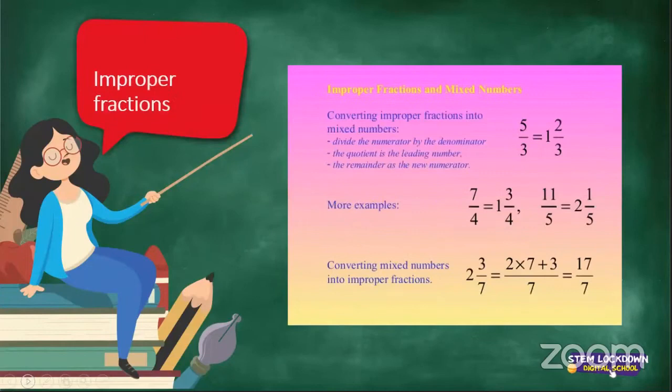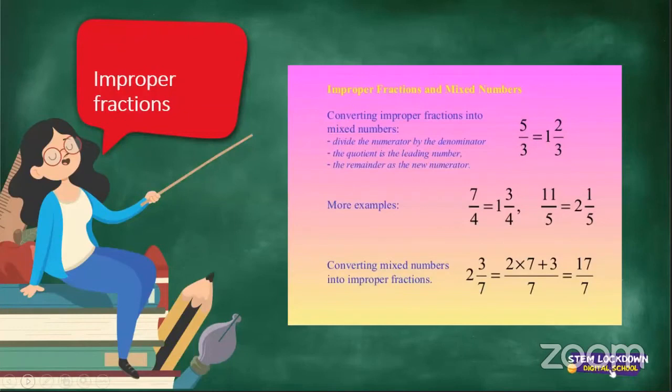Now, converting improper fractions into mixed numbers. You divide the numerator by the denominator. The quotient is the leading number. The remainder is the new numerator. Here we have 5 over 3, which is an improper fraction. So how did we get 1 and 2 over 3 from 5 over 3?